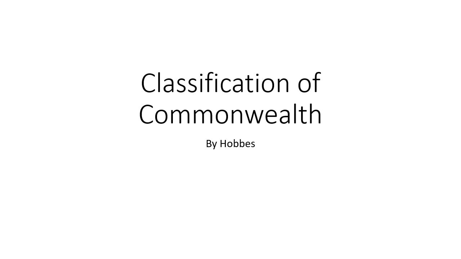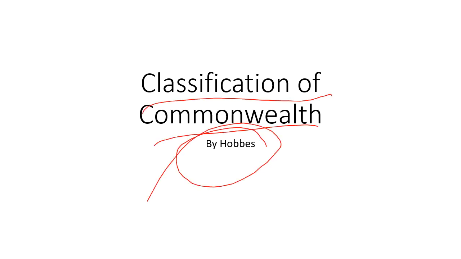Classification of Commonwealth. Today we are going to see how Thomas Hobbes classified the Commonwealth. Thomas Hobbes used the number of persons holding the Commonwealth to classify it. And according to this technique, he classified the Commonwealth into different classes.